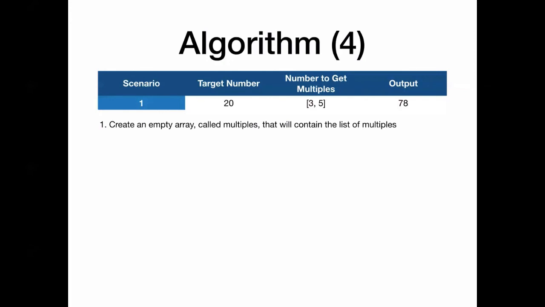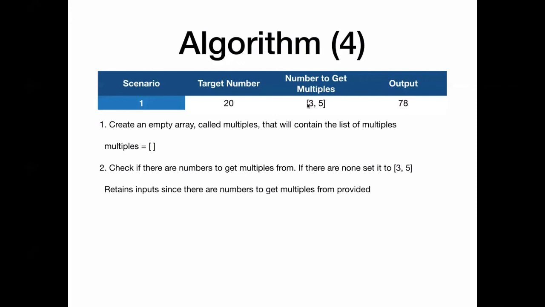So first, create an empty array called multiples that will contain the list of multiples. It's easy enough. I'll create that array. Second, check if there are numbers to get multiples from. If there are none, set it to 5. So it was provided. I have 3 and 5. So I retain the inputs, since they are provided.